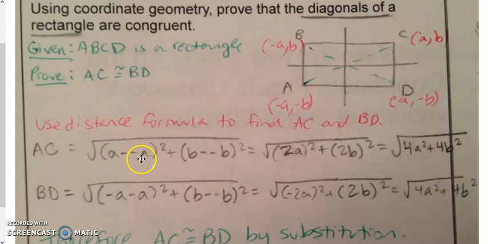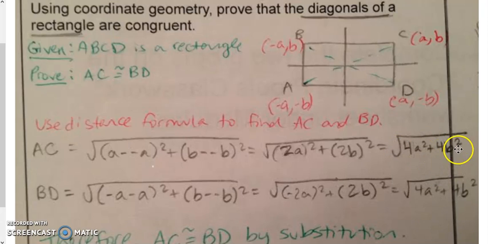Here I have A minus negative A, which is 2A, so I have to square 2A. So 2A, quantity squared, 2A times 2A is 4A squared. Same idea here. B minus negative B is going to give us 2B. When we square that, 2B times 2B is going to give us 4B squared. So I wind up with the square root of 4A squared plus 4B squared. Again, that cannot be simplified further.